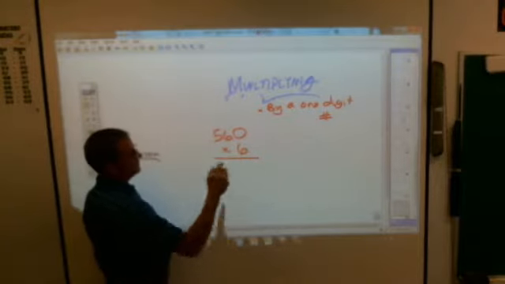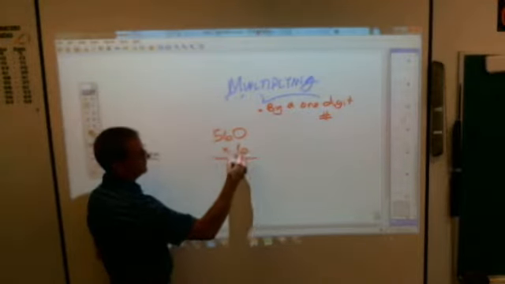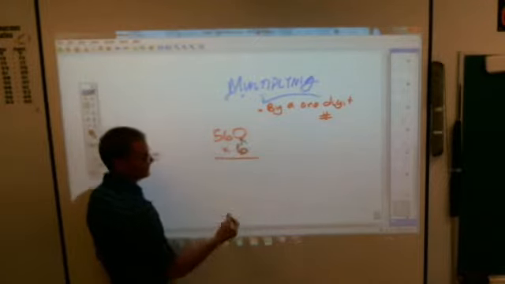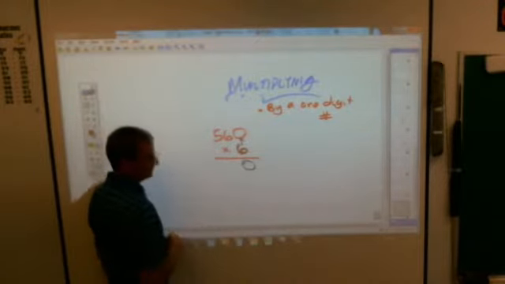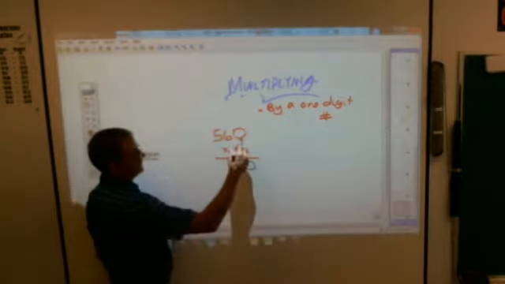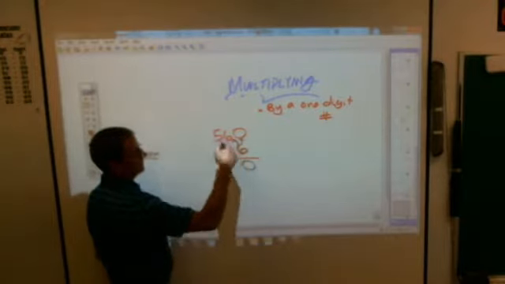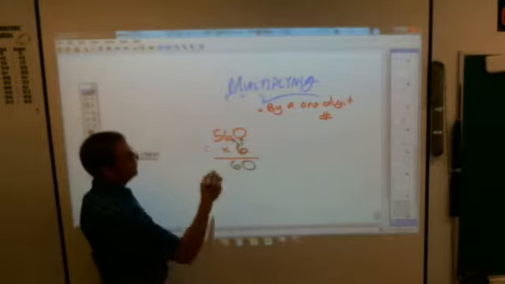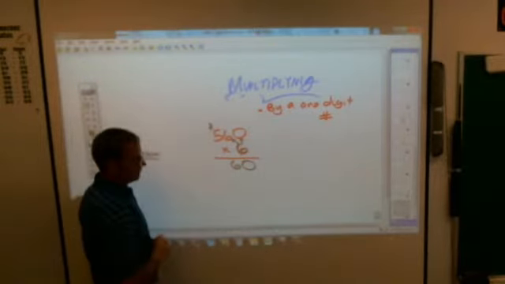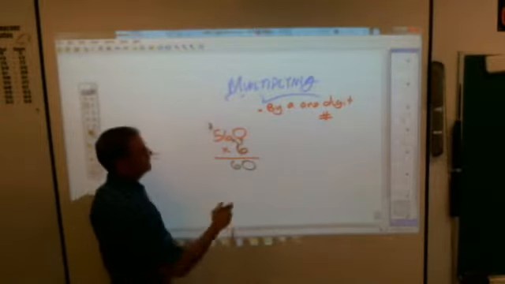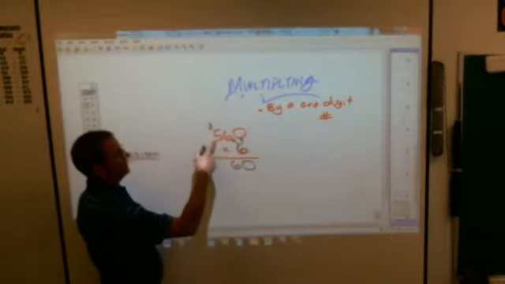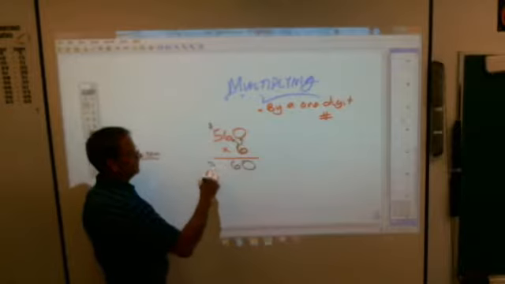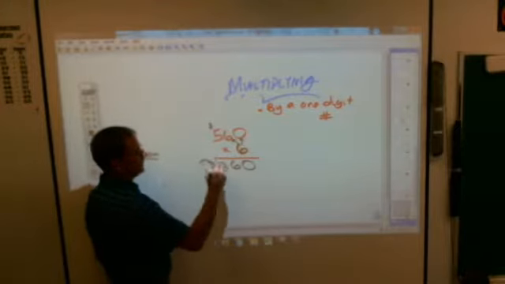Remember the algorithm? The algorithm is you just start with this number right here, and then you multiply that times the far right digit, right? 6 times 0 is 0. Then you multiply this number by that number. 6 times 6 is 36. But you only write down the 6 and you carry that 3 over there. We'll talk about why in a minute. And then 6 times 5 is 30. 30 plus 3 is 33. And then everybody's happy because it's done.